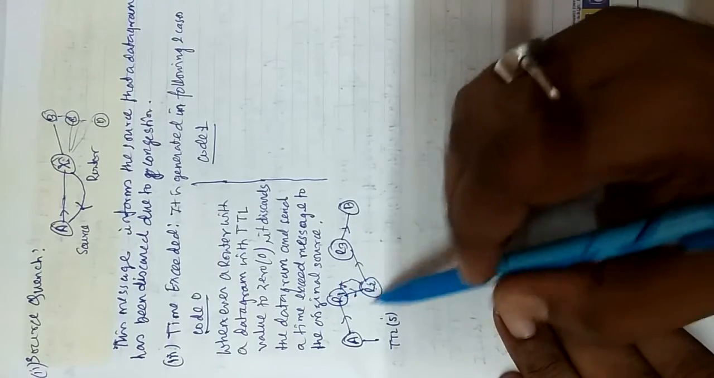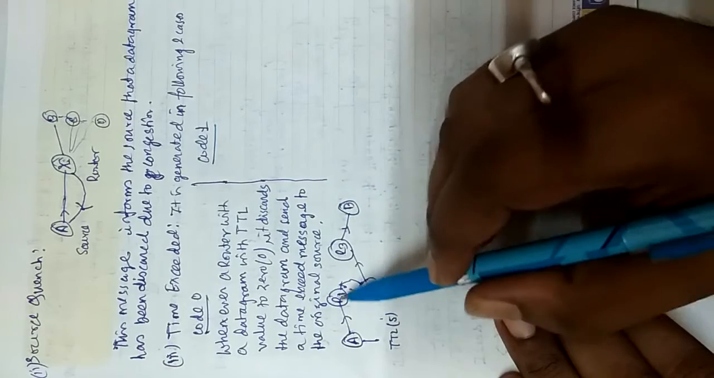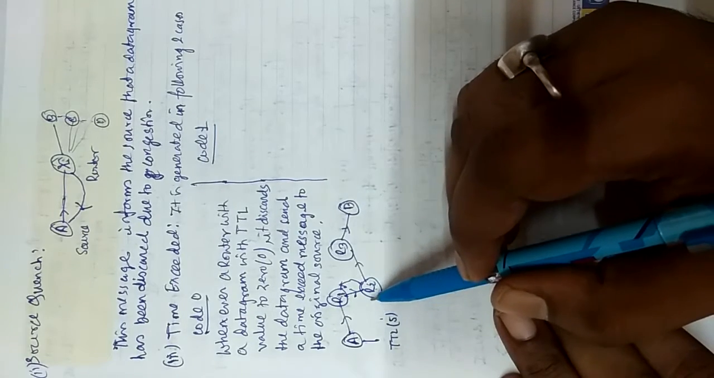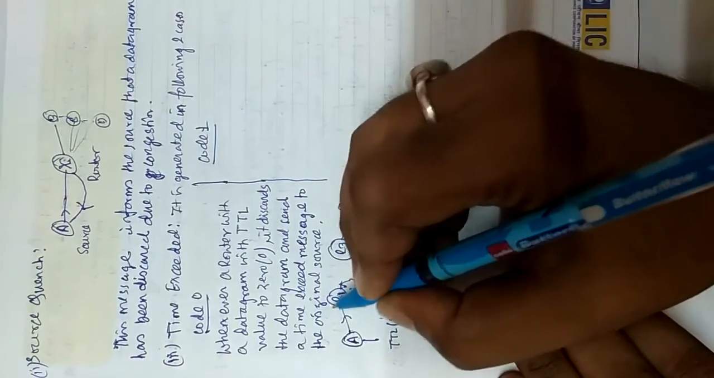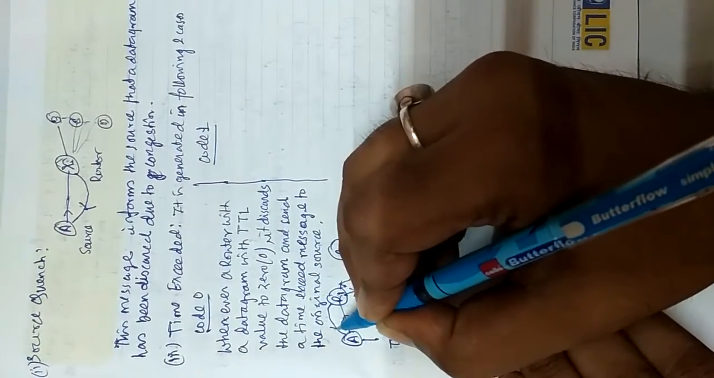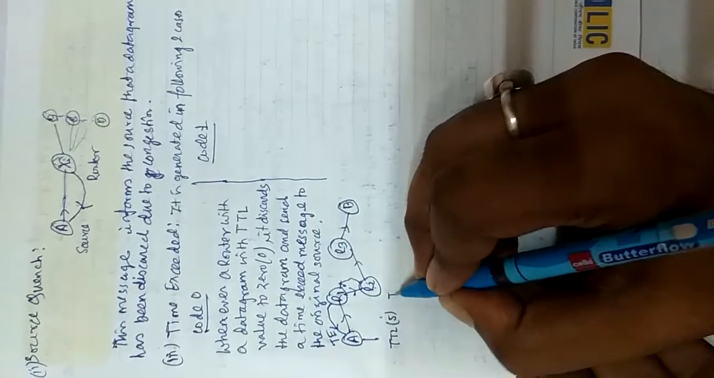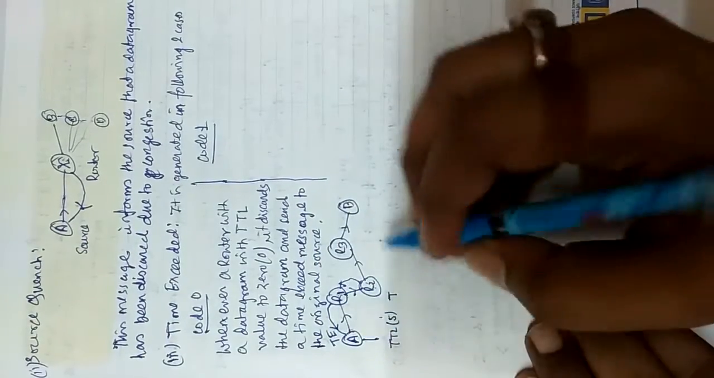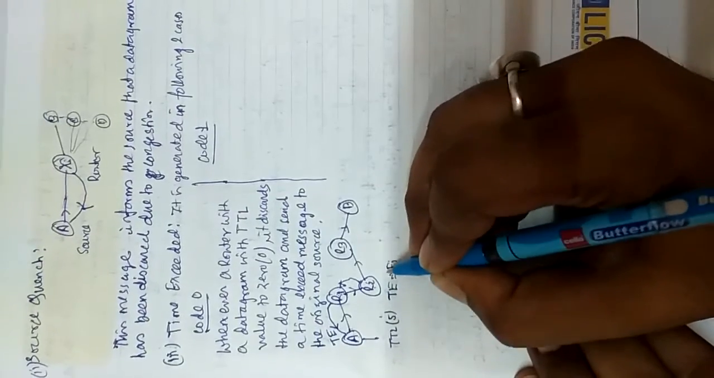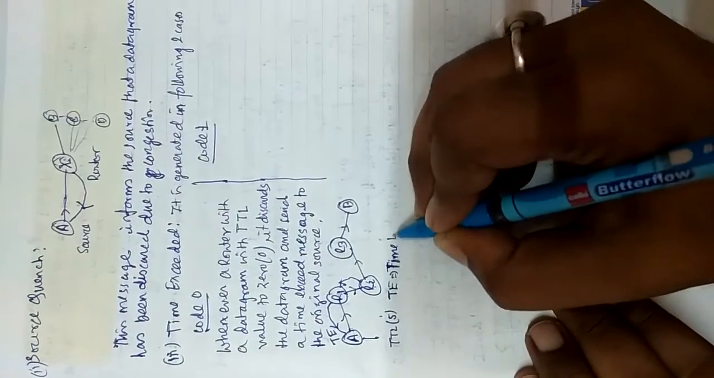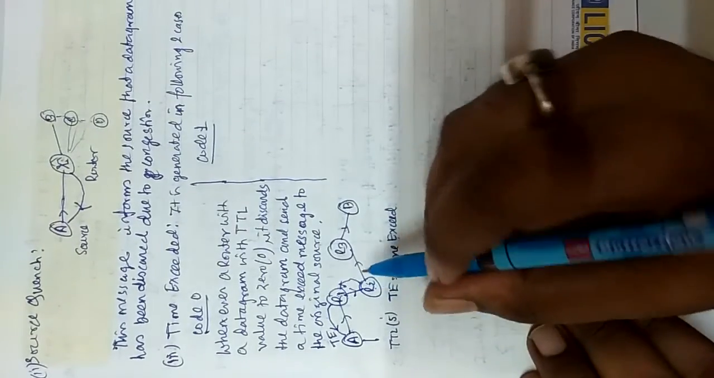The message is looped here and does not reach the destination B, and the time to live is exceeded. So R1 will send a time exceeded message to A. TE means nothing but a time exceeded message sent from R1 to A. So this is for code 0.